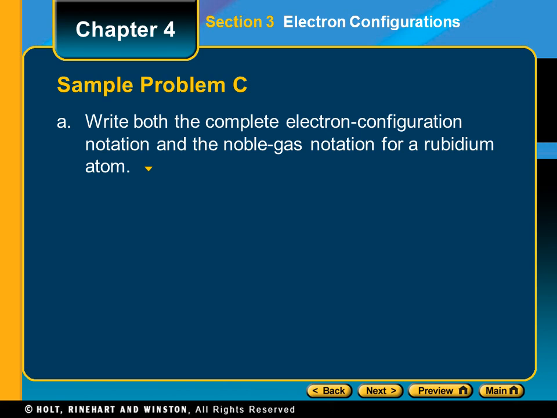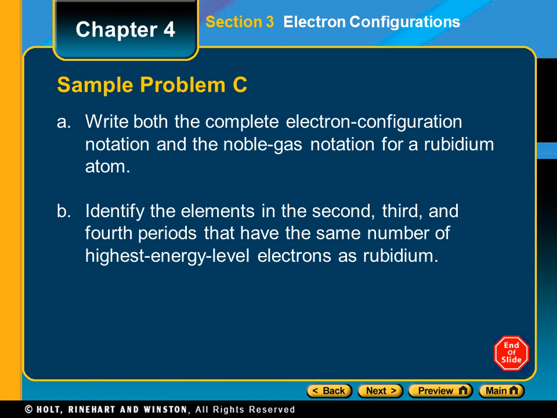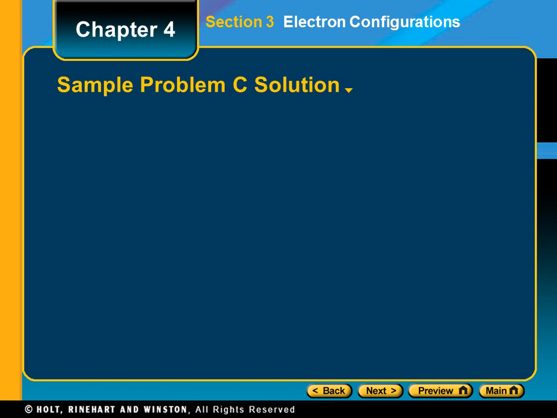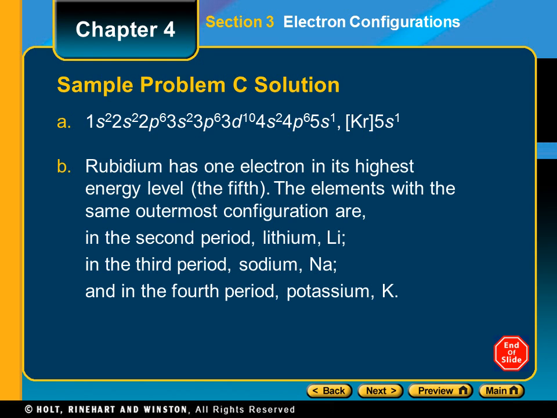Write both the complete electron configuration notation and the noble gas notation for a rubidium atom. Identify the elements in the second, third, and fourth periods that have the same number of highest energy level electrons. So we find the number of electrons, we write it out, making sure that we fill the sublevels appropriately. Your noble gas configuration, this time you have that. It has 1 electron in its highest energy level, the 5th. The elements with the same outermost configuration are in the second period lithium, third period sodium, fourth period potassium.